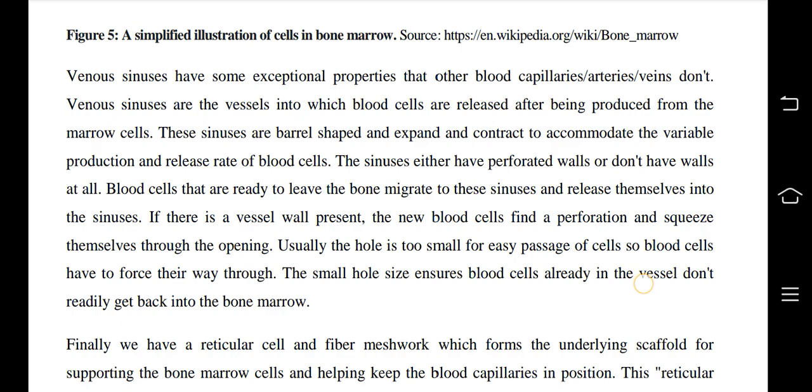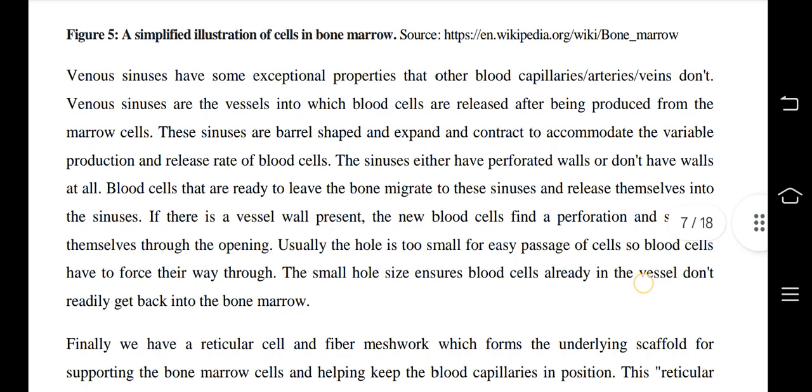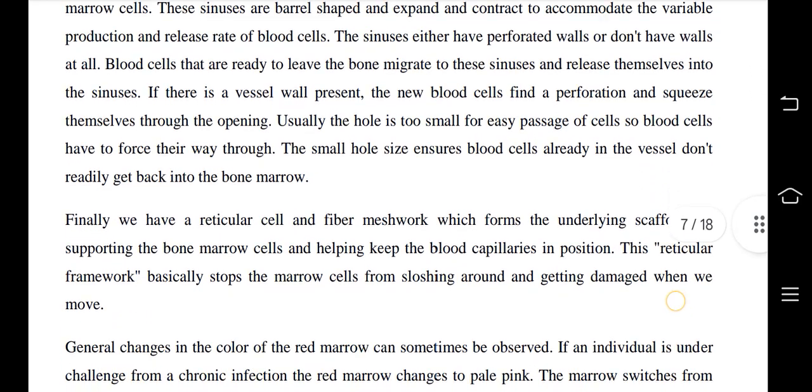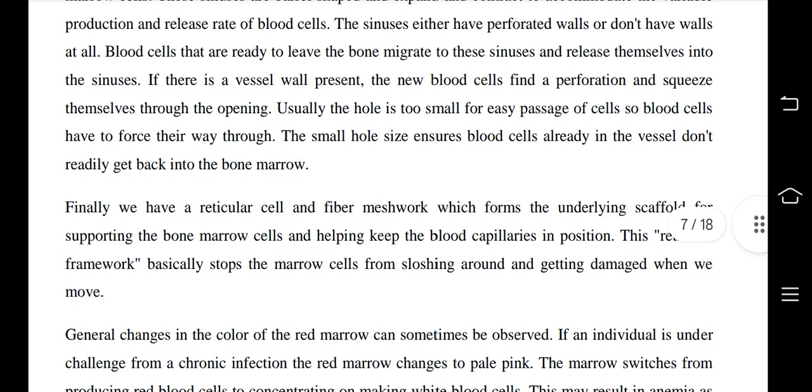The sinuses either have perforated walls or don't have walls at all. Blood cells that are ready to leave the bone migrate to these sinuses and release themselves into the sinus. If there is a vessel wall present, the new blood cell finds a perforation and squeezes itself through the opening. Usually the hole is too small for easy passage of cells, so blood cells have to force their way through. The small hole size ensures blood cells already in the vessel don't readily get back into the bone marrow.